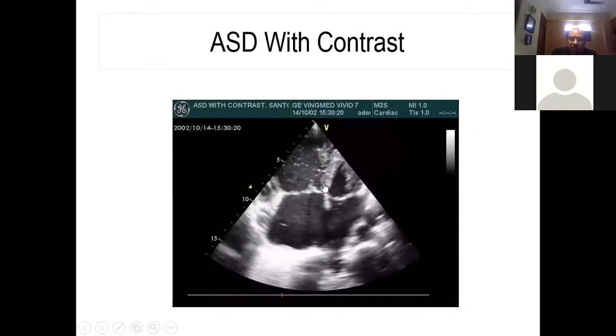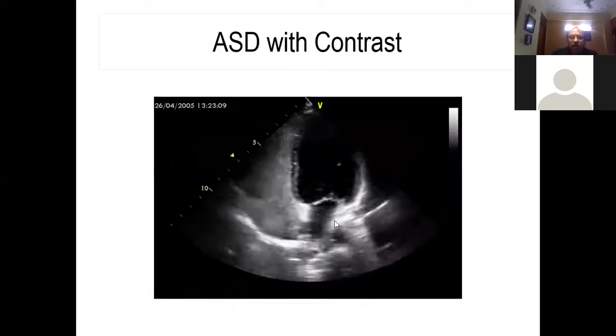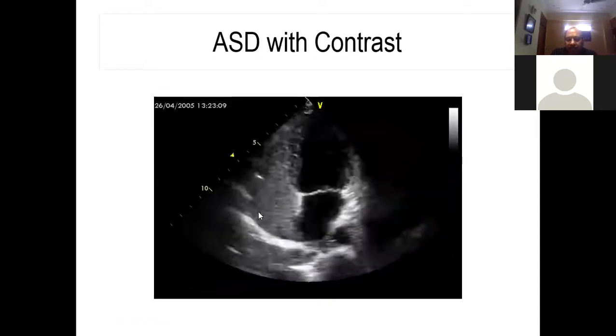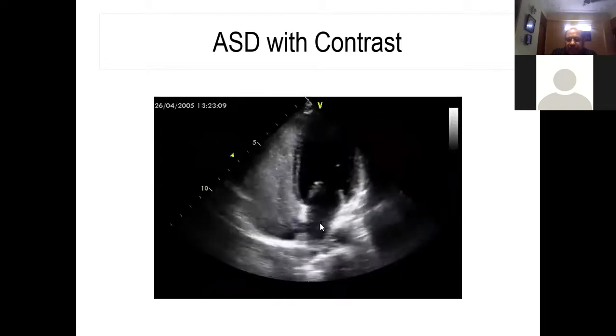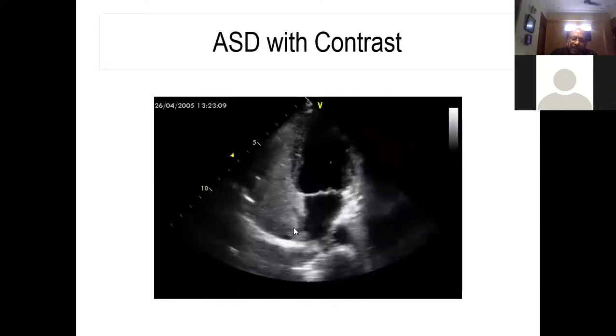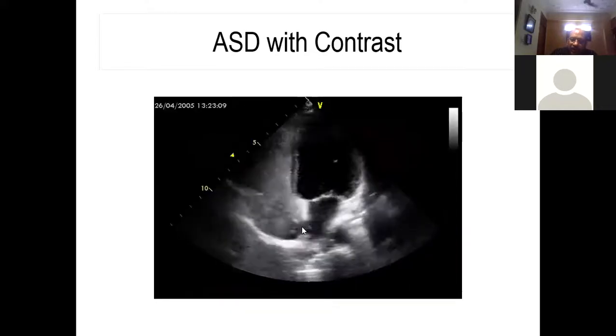Next, suppose you suspect ASD. As you suspect ASD in this patient, I can't see a flow in this. What do I do? I do a contrast echo in this patient. Look, there is a contrast echo for this patient. There is a suspected ASD. There are a few bubbles. No bubbles are seen over here. And you see a negative contrast or this filling defect.